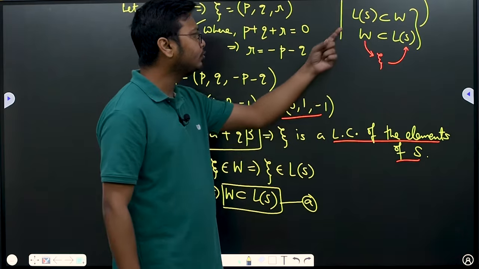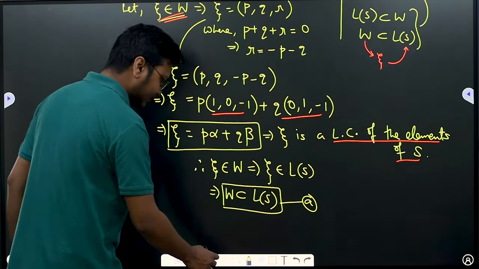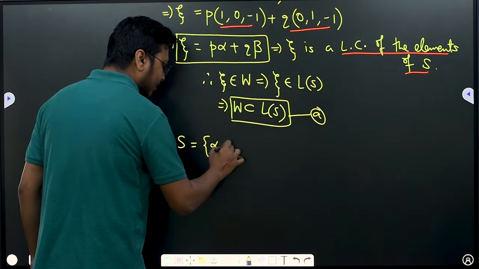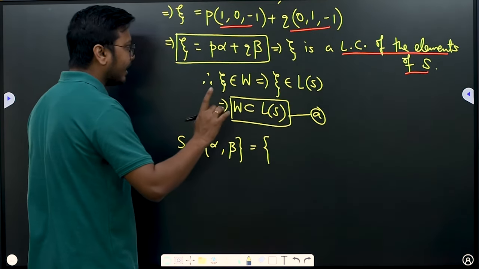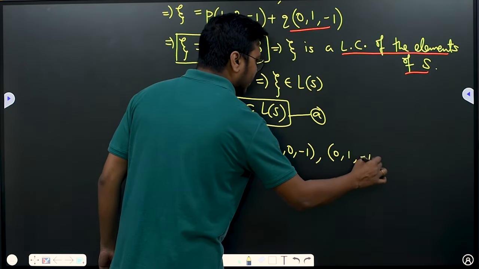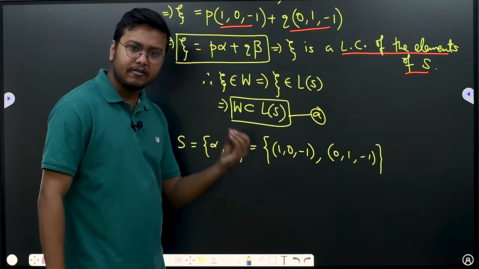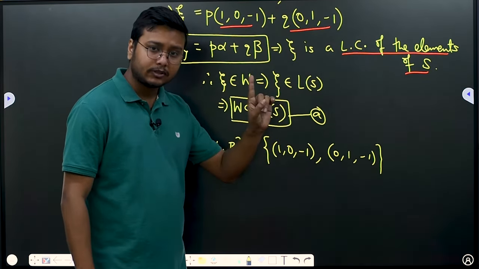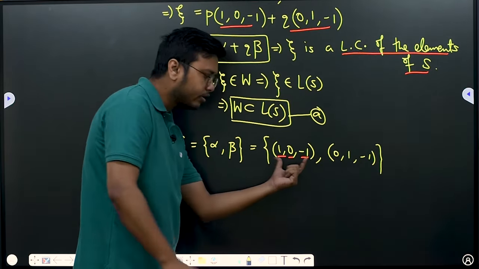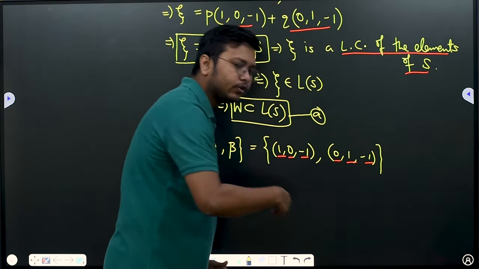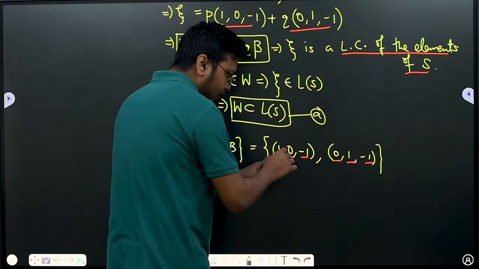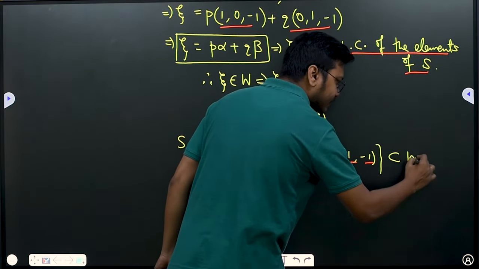Now I need to show the other part, which is L of S is a subset of W. That's the easy part actually. You can already see that S contains the elements alpha and beta. I'll explicitly write them: alpha was 1, 0, minus 1 and beta was 0, 1, minus 1. Now the way we have constructed alpha and beta, it's definitely going to satisfy the property of W. What was the property of W? Adding all the three elements will give you 0. You add up the three elements, it's going to give you 0. So definitely alpha and beta are elements of W. So the set S, where all these are elements of W, therefore S is a subset of W.